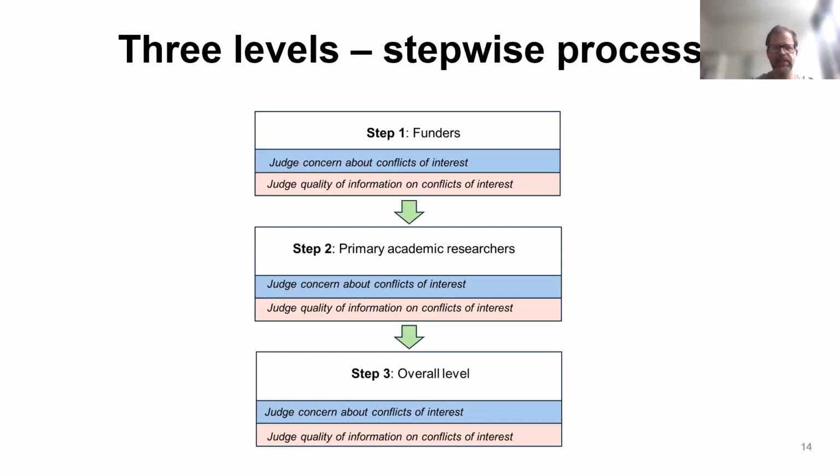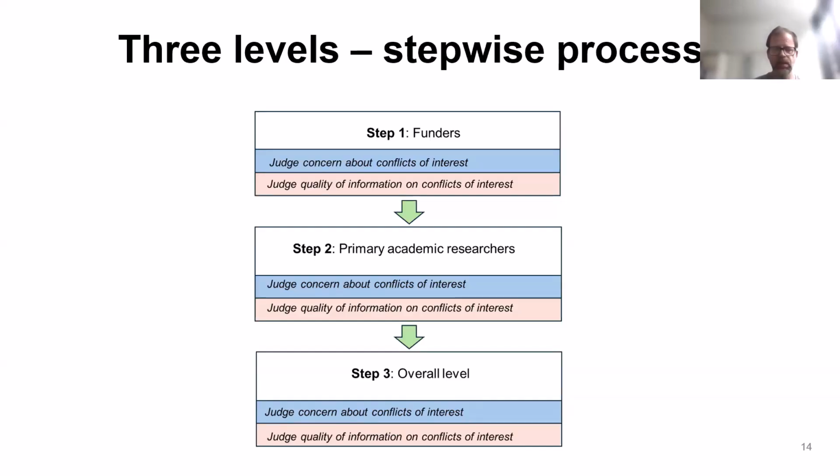You will then do the same exercise for the primary academic researchers, and by primary academic researchers, we mean any researcher, typically a trial author, so the first author, the last author, the corresponding author, and any academically employed trial statistician, and judge whether they have any conflicts of interest, and further the quality of information that your judgment was based on.